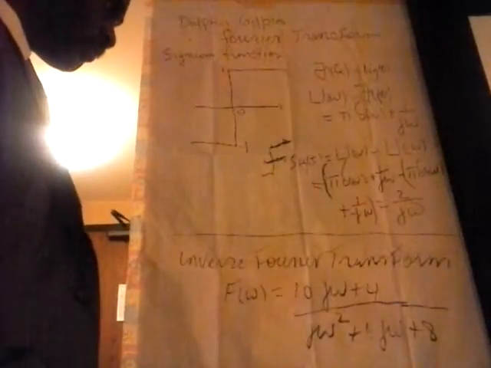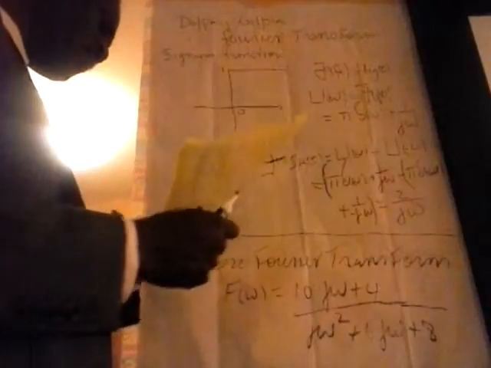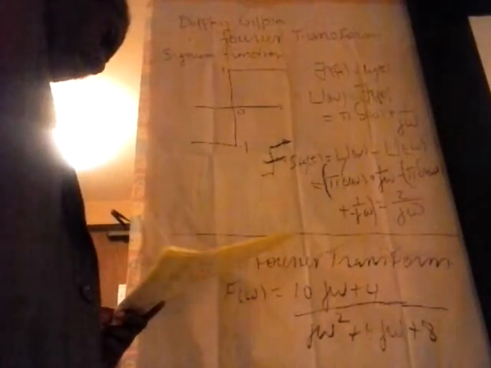Alright, we'll have to put up another sheet here. So let's just take a break while I lengthen the paper to find the inverse Fourier transform of F of omega equal 10 j omega plus 4 over j omega squared plus 6 j omega plus 8.